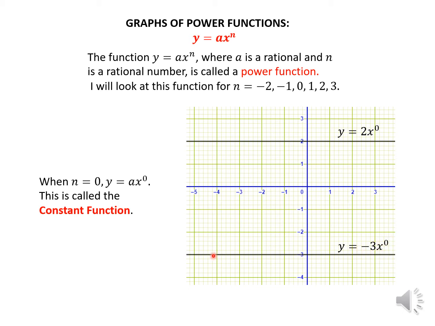So that is going to be a particular graph like y equals some constant, some number, because x to the power of 0 is nothing but 1. So if you have y = -3, y = 2, whatever that is, it's just going to be a constant function.